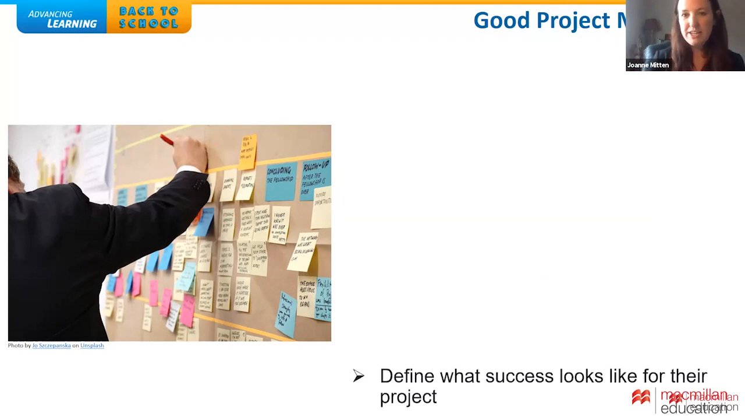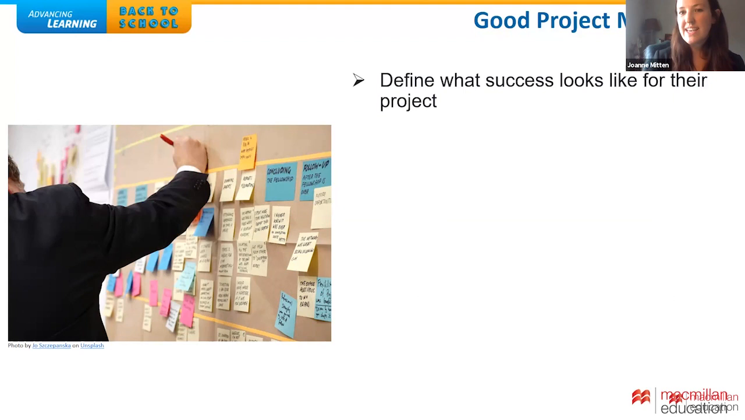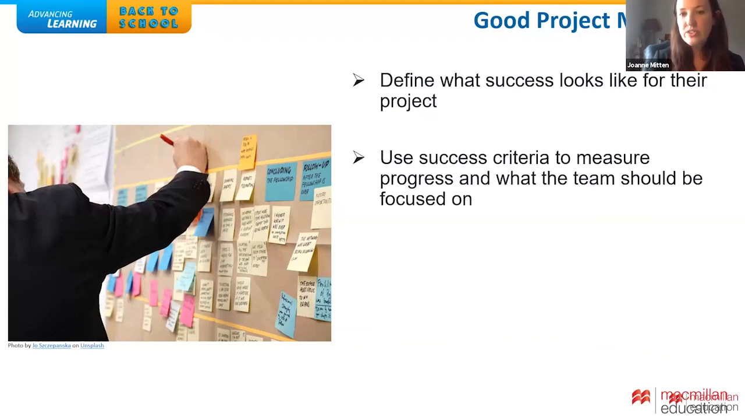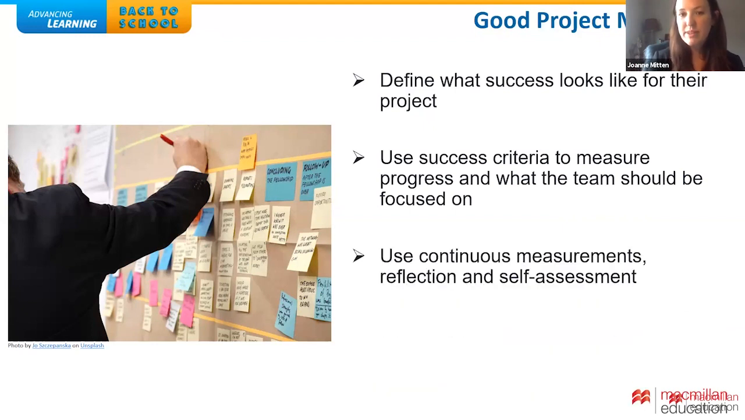So to be a good project manager, they need to define what success looks like for their project. So immediately you see that the focus is going on to the student. They define what success looks like, and you can guide them, you can help them. They use success criteria to measure progress and what the team should be focused on. They use continuous measurements, reflection, and self-assessment as they go. They're constantly reflecting and assessing: are we on the right track? Do we need to change this? Have we gone wrong at some point?